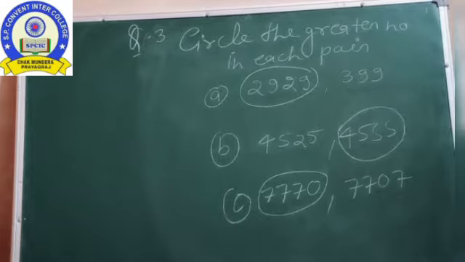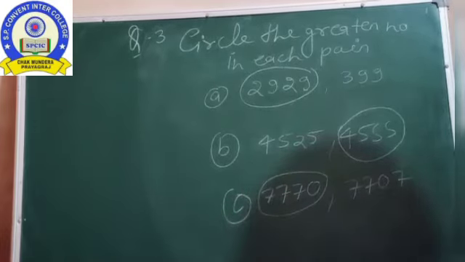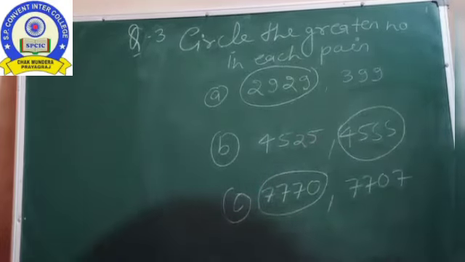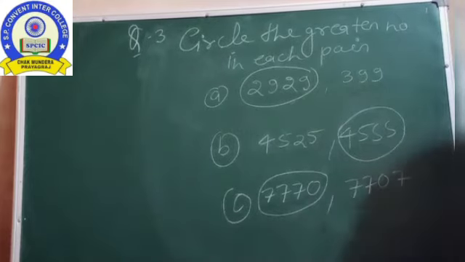Now question number 4. Circle the smaller number in each pair.